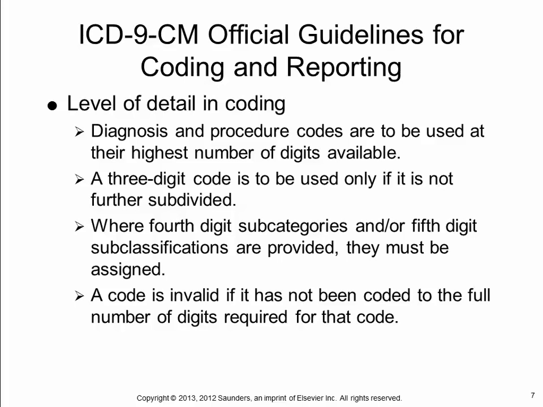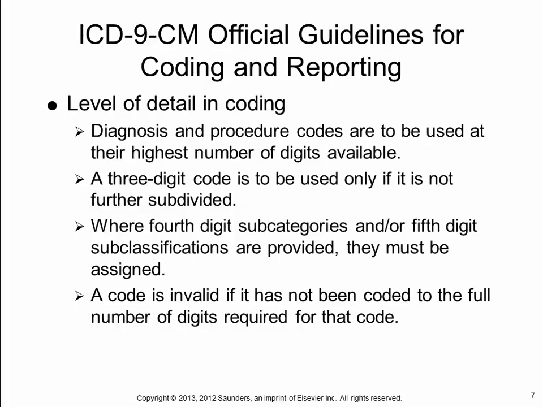Diagnosis and procedure codes are to be used at their highest number of digits available. So, if there are 5 digits available, you have to have 5 digits. Okay? You only use a 3-digit code if there is no further subdivision of anything. When there is a 4th-digit subcategory or a 5th-digit subclassification, you must use them. A code is not valid if it hasn't been coded to the full number of digits available.